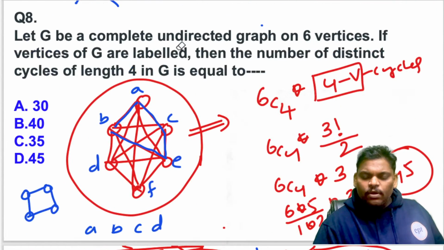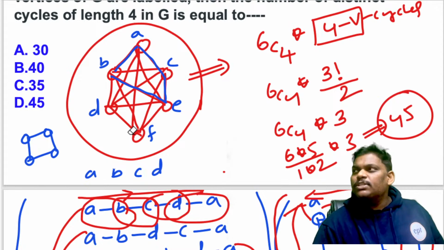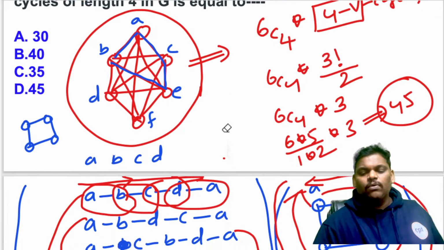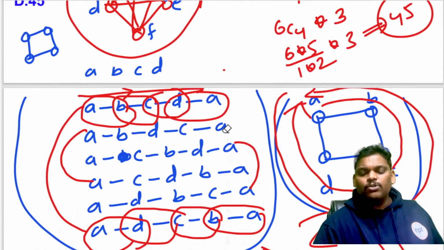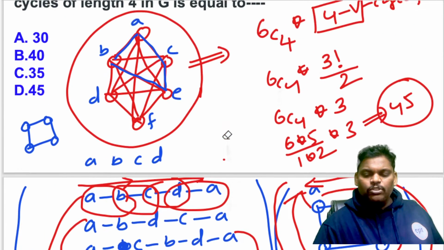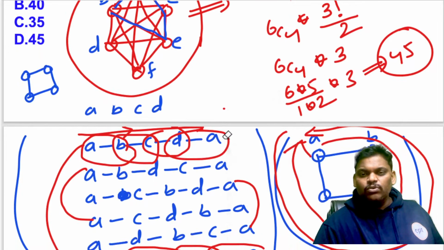So now come here. In K6, how many 4 length cycles are possible? K6 means 6 people. 4 length cycles means only 4 people, so 6C4 first. Afterwards, for the 4 vertices, how many cycles are possible? 4 minus 1 factorial by 2, which goes to 6 by 2, 3. So 6C4 into 3, which is 45.